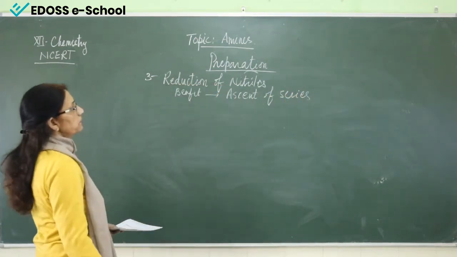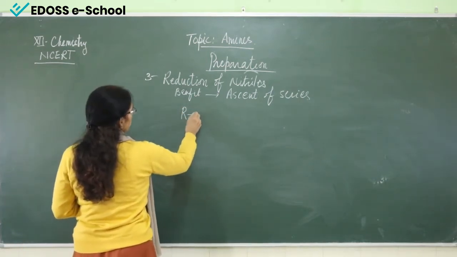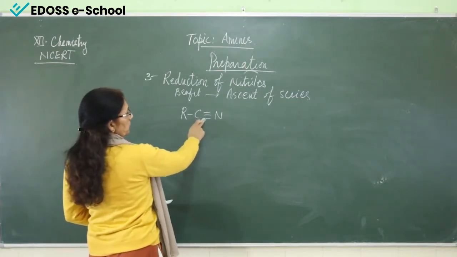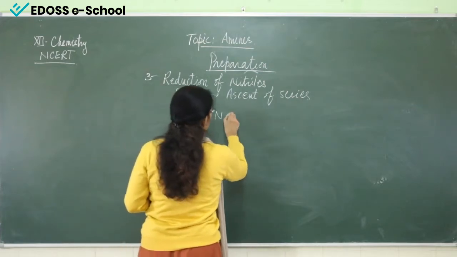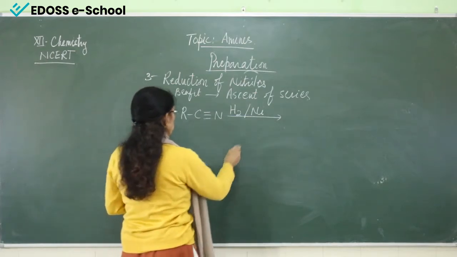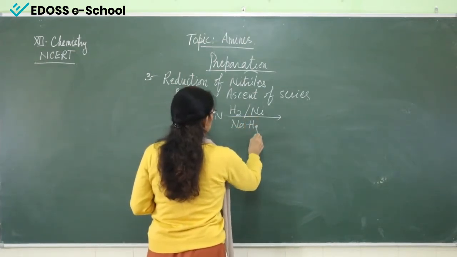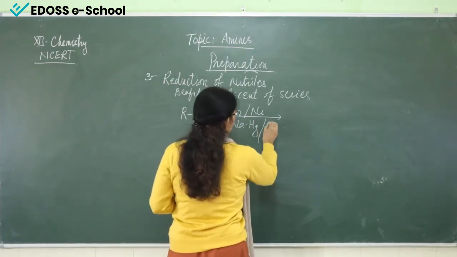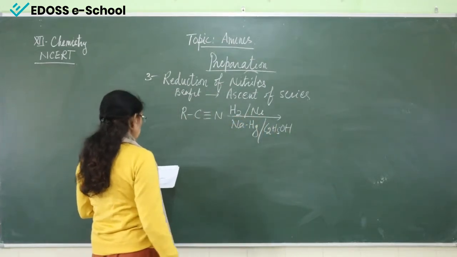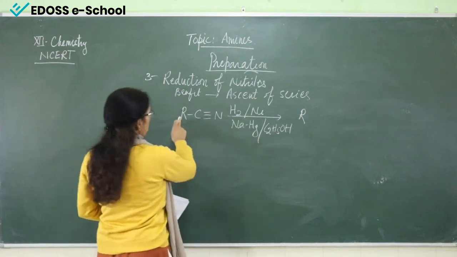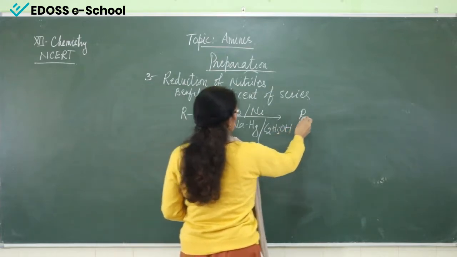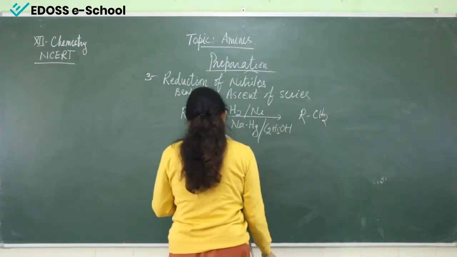First of all, we will take some nitrile, any nitrile. Alkyl group, and this cyanide group is attached with it, in the presence of hydrogen and nickel catalyst. This is sodium amalgam and this is ethanol. So what will happen? This hydrogen will be added here, and this carbon will attach with hydrogen. So we will get RCH2NH2.